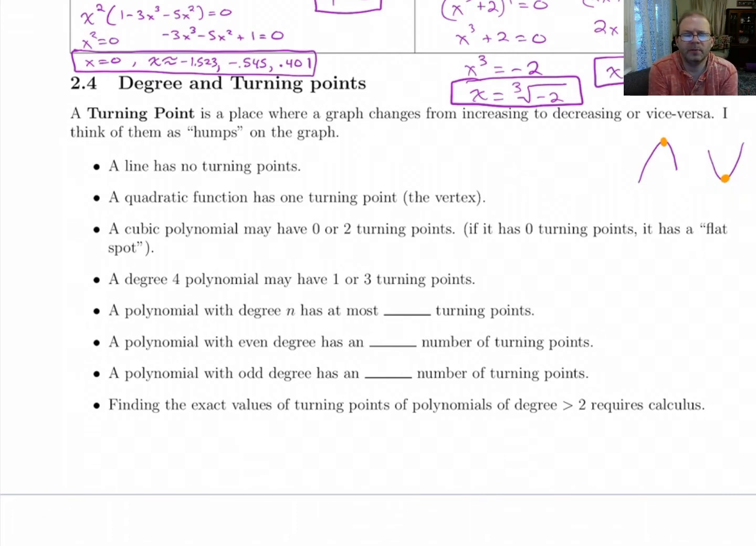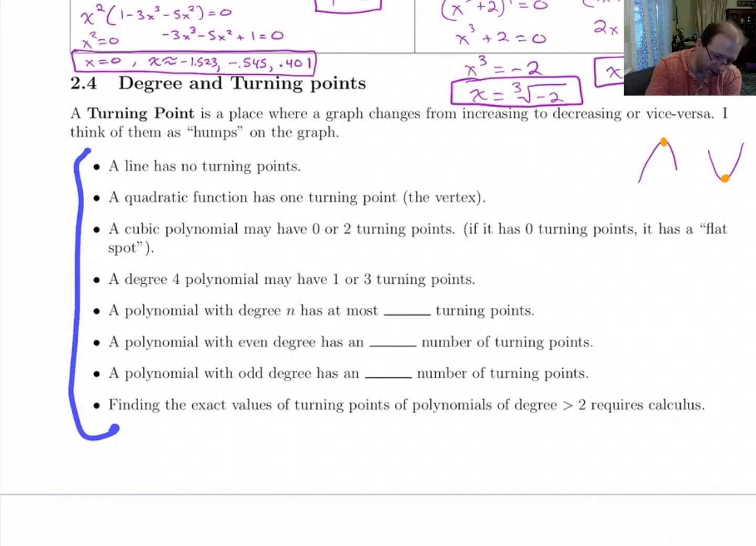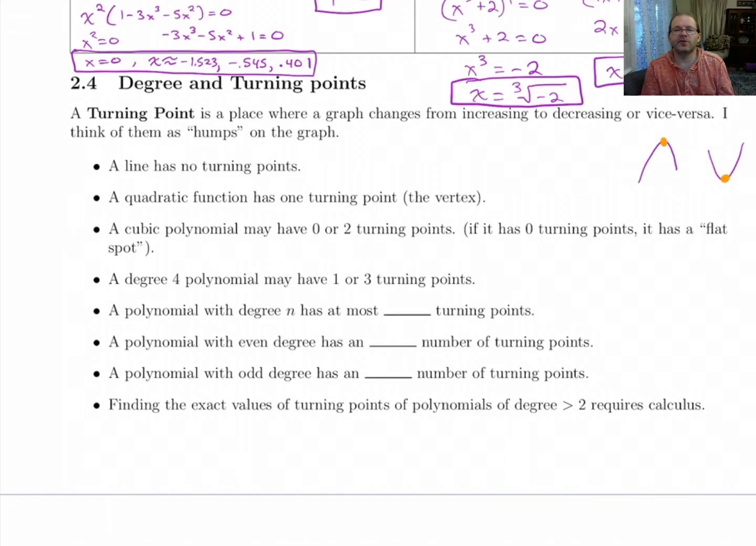And what I want to do is develop some rules for this. The stuff I've got over here, we're going to work this stuff out. Don't worry about memorizing this stuff. These are just natural qualities of polynomials. The first one makes good sense. A line has no turning point. That's true because it's just straight. A quadratic function will have one turning point, and that's the vertex. So it'll either be there or there.